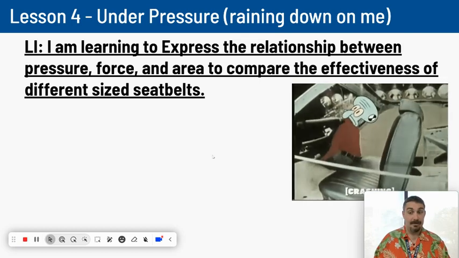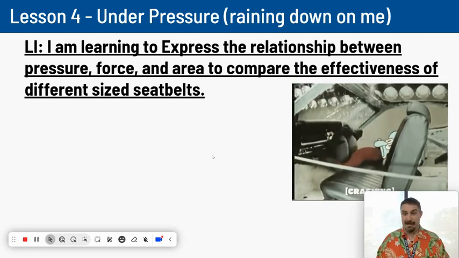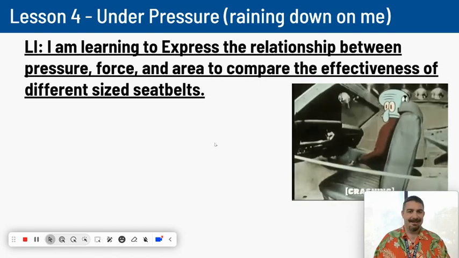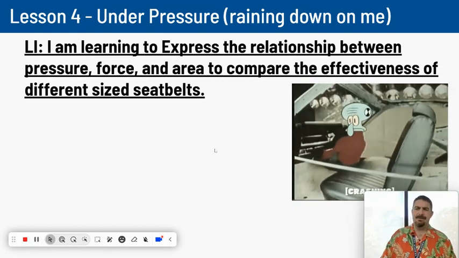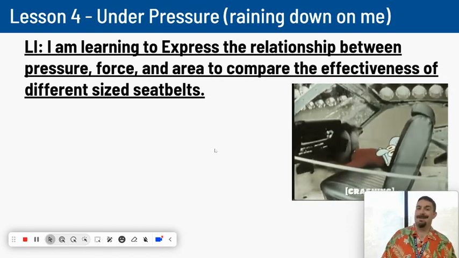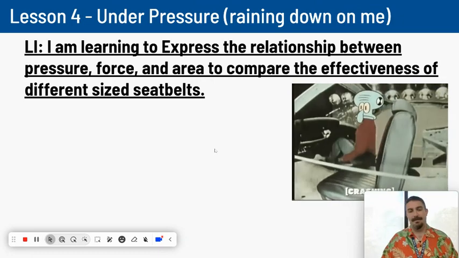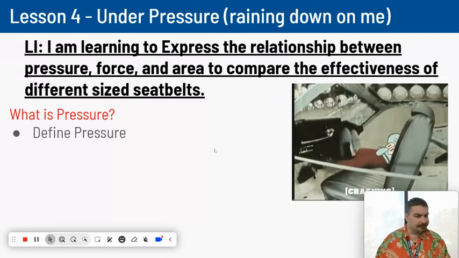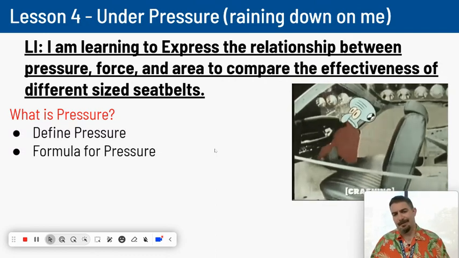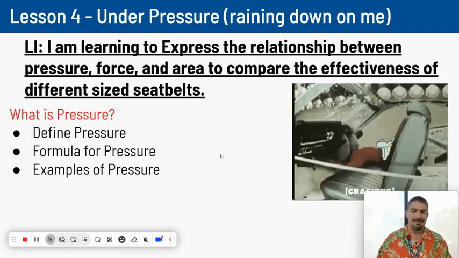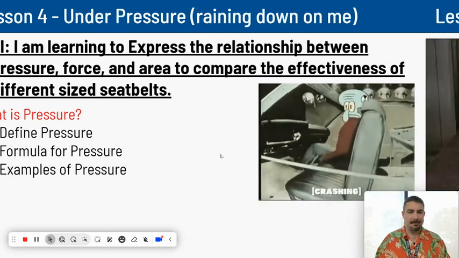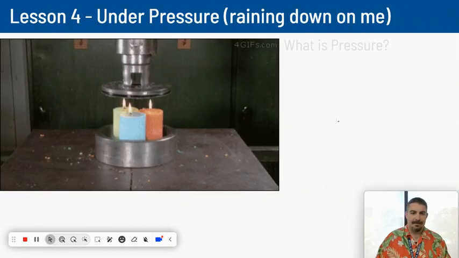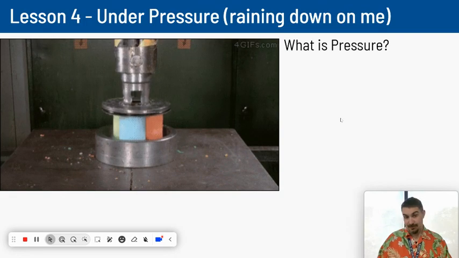All right, welcome to lesson 4, Under Pressure, Raining Down on Me, if you know the song. Here we're going to learn to express the relationship between pressure, force, and area to compare the effectiveness of different sized seatbelts. So what is pressure? We're going to define it, find the formula for it, and look at some examples of it. All right, so here's a little GIF where these candles will experience pressure.